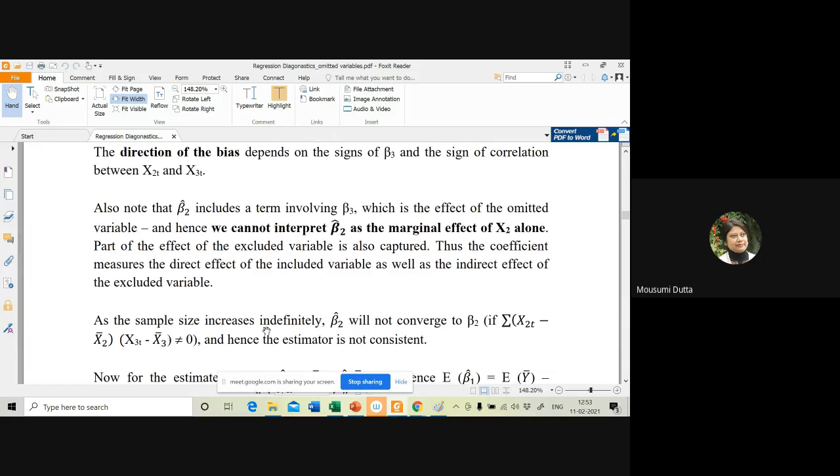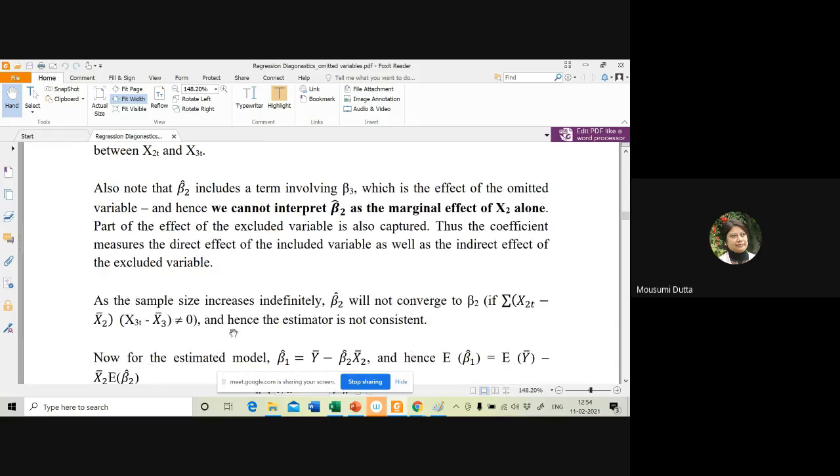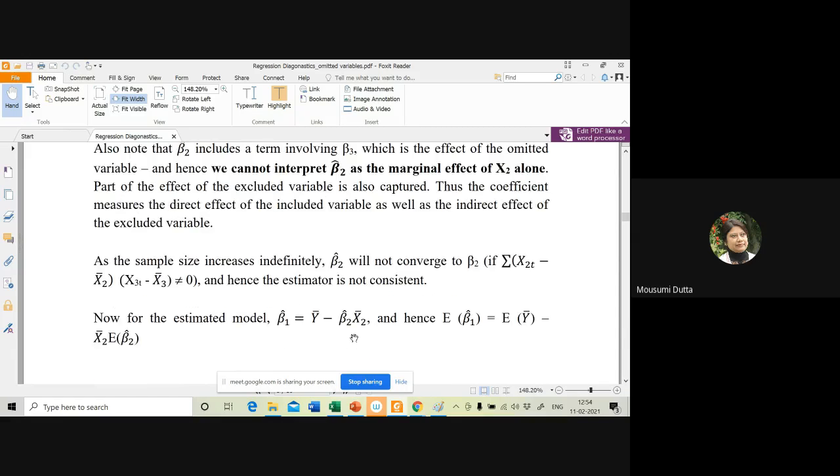As the sample size increases indefinitely, beta 2 hat will not converge to beta 2. So it is not that the value of the bias will vanish if we increase the number of observations, if n is increased towards infinity. No, it's not happening. Okay. Hence, the estimator is also not consistent. So it is biased in case of finite sample. It is inconsistent in case of large sample.